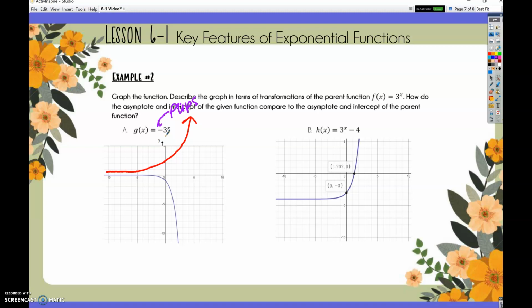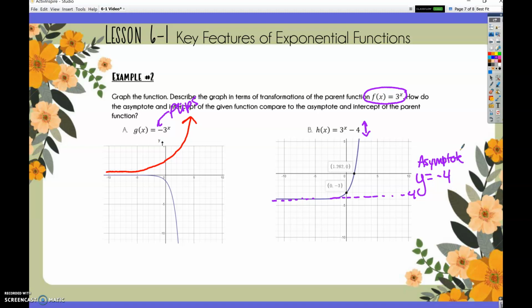And again, we're always comparing it to our parent function 3 to the x. Now if we put this minus 4 out here, maybe you'll remember when we have a dangling number out there all by itself, that will shift it up and down vertically. So notice how instead of flattening out at 0, it flattens out down at -4. So our new asymptote there is at y equals -4.